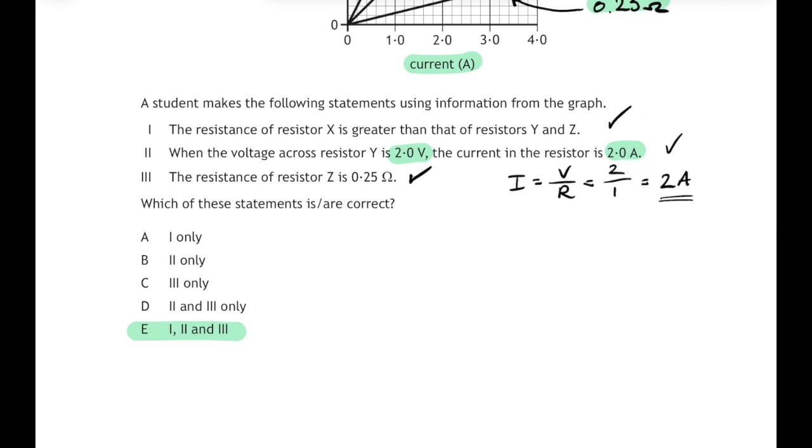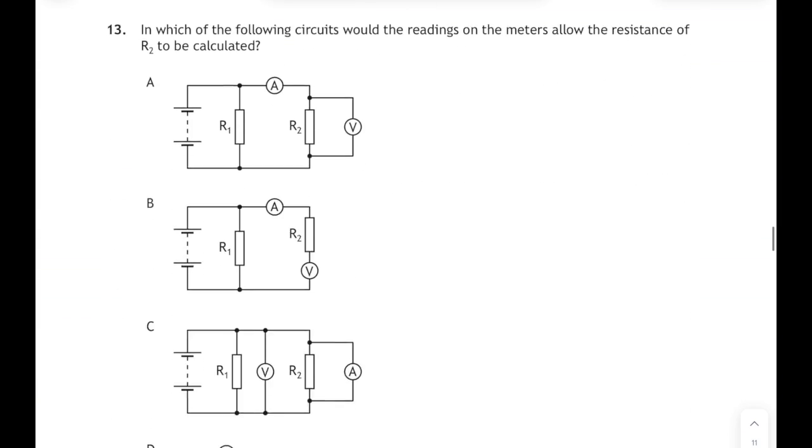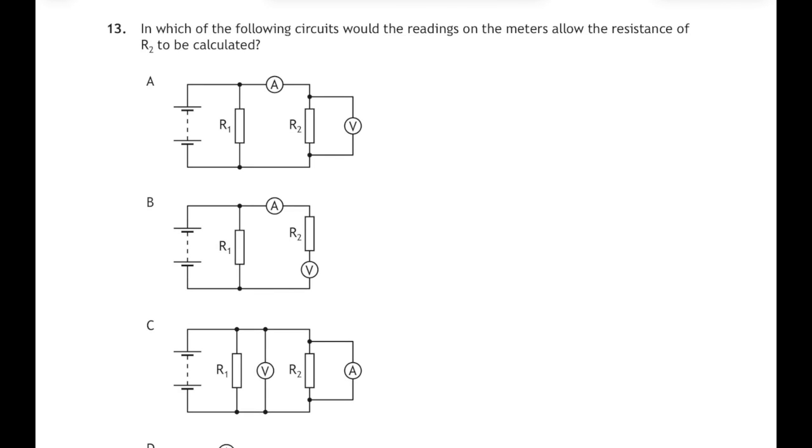Moving on then, question 13. In which of the following circuits would the readings on the meters allow the resistance of R2 to be calculated? So remember, a voltmeter has to be placed in parallel with a component and an ammeter in series with a component. And it's R2 that we're interested in. So answer A looks good. We've got the voltmeter across R2 and the ammeter is reading the current in R2. But let's have a look at the other answers just in case.